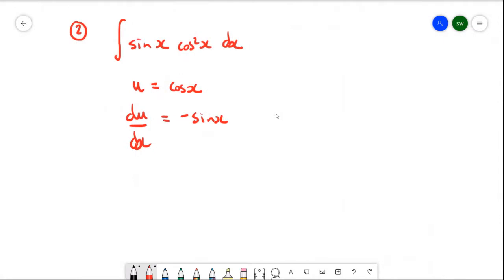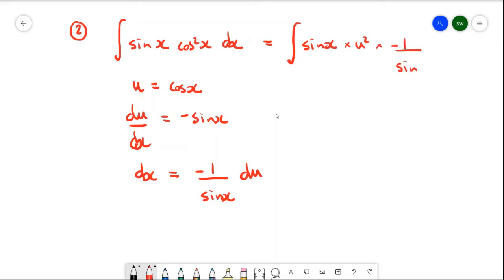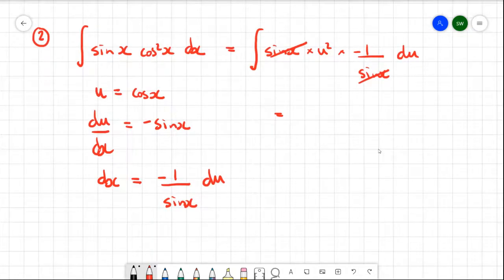So if I rearrange this, I know that I'm going to divide by that derivative, because dx is equal to minus 1 over sine x du. So the integral becomes the integral of sine x, let's leave that as it is, cos squared x is u squared, and then we're going to replace dx with this expression here. So minus 1 over sine x du. So the reason why we did that substitution is because I knew that when I divide by the derivative of cos x, it's going to cancel with the sine.